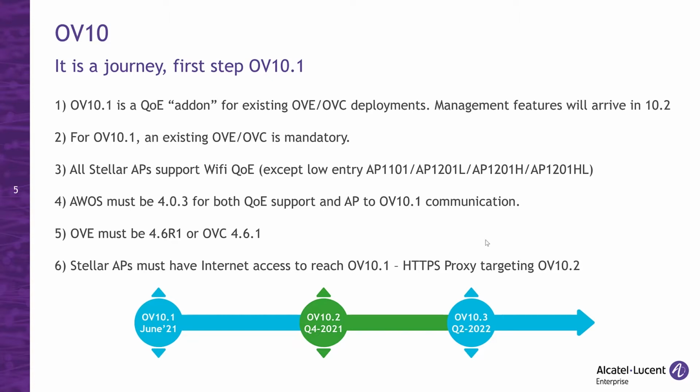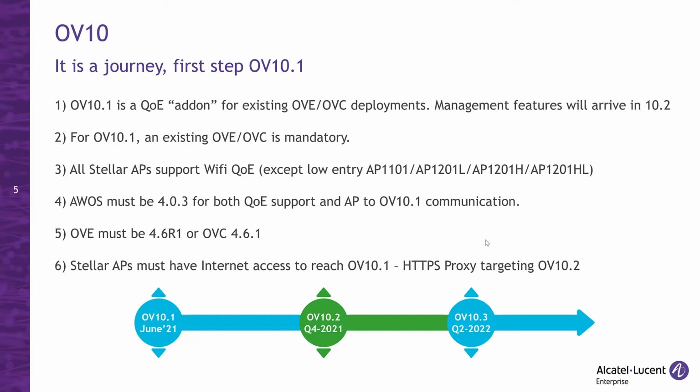OV10.1 today could be considered as a quality of experience add-on for existing OmniVista Enterprise or OmniVista Cirrus. Later, with OV10.2, by the end of Q4 2021, it will be a full management platform. But today, 10.1 is only a QoE add-on. So that means that for testing and enjoying 10.1, you will need an OVE or OVC deployment already there.